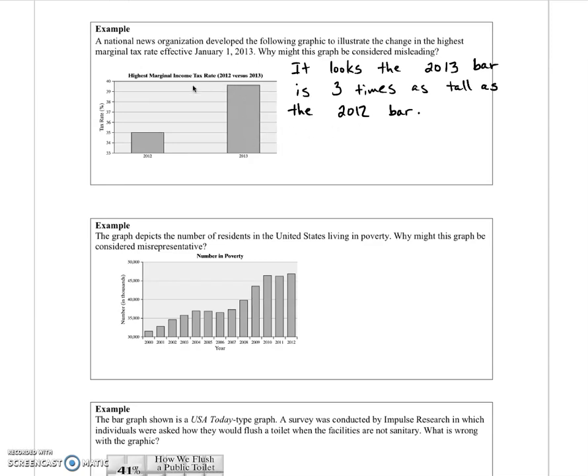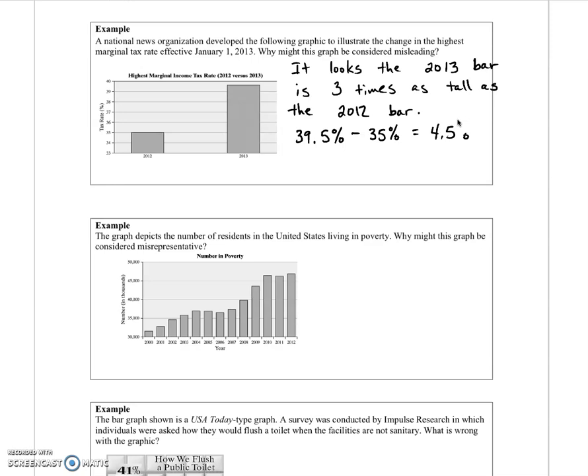The 2013 bar looks like it's at about 39.5%, and the 2012 bar is at 35%. So the difference is only 4.5%. But based on the way the graph looks, it should be much larger than a 4.5% difference.